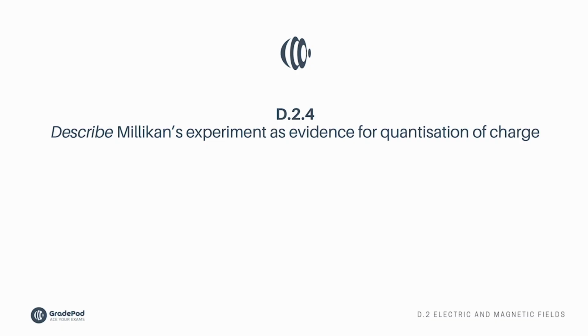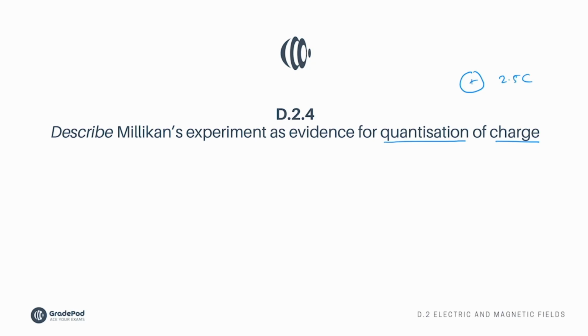One of the learning objectives is to describe Millikan's experiment as evidence for quantization of charge. And I just want to take 2 minutes to explain what quantization of charge means. When we think about charge, we think about a value in coulombs. For example, you might have a positive charge and say that it's got 2.5 coulombs, okay?